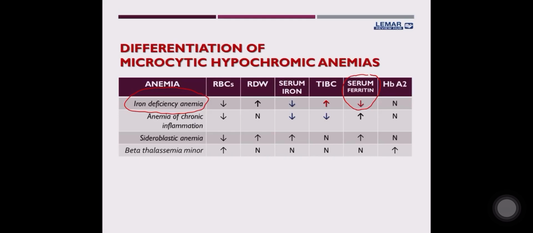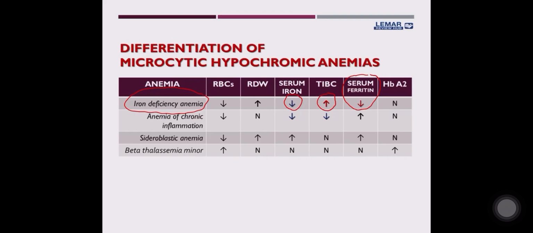How do you differentiate IDA from other forms of microcytic hypochromic anemia? It has an elevated TIBC, or total iron binding capacity. TIBC is an indirect measure of transferrin. In IDA, serum iron is low, therefore there is a lot of available transferrin. So if we are asked about a microcytic hypochromic anemia with decreased serum iron and elevated TIBC, it is IDA.